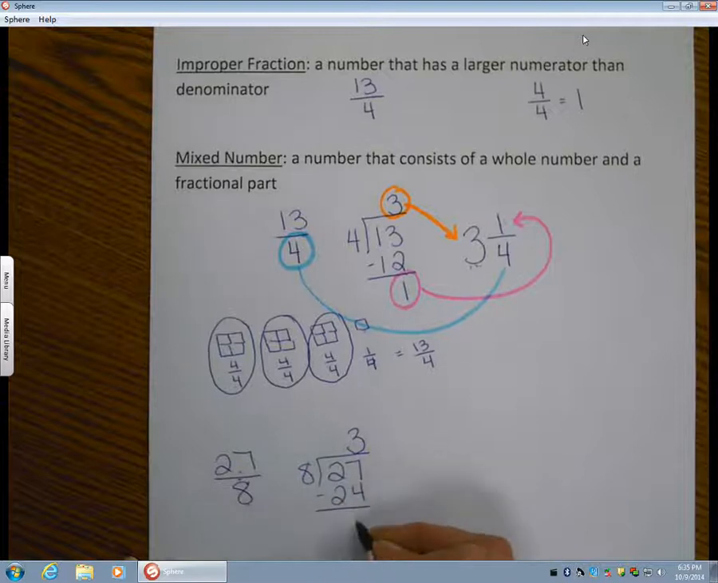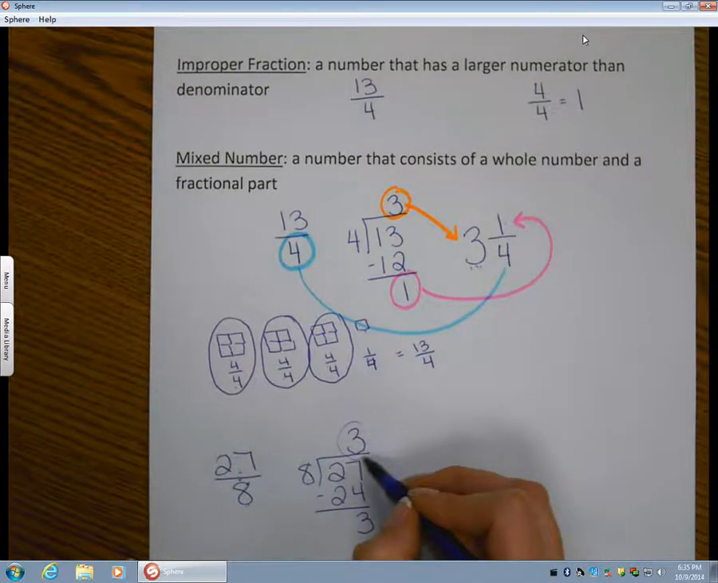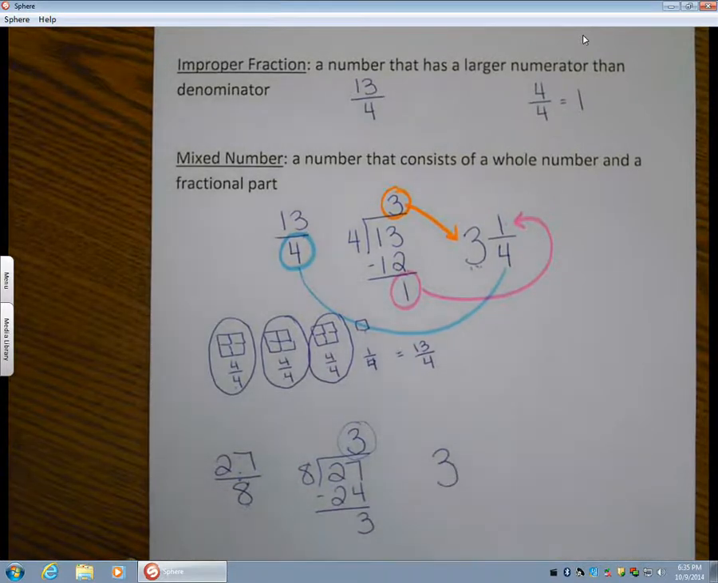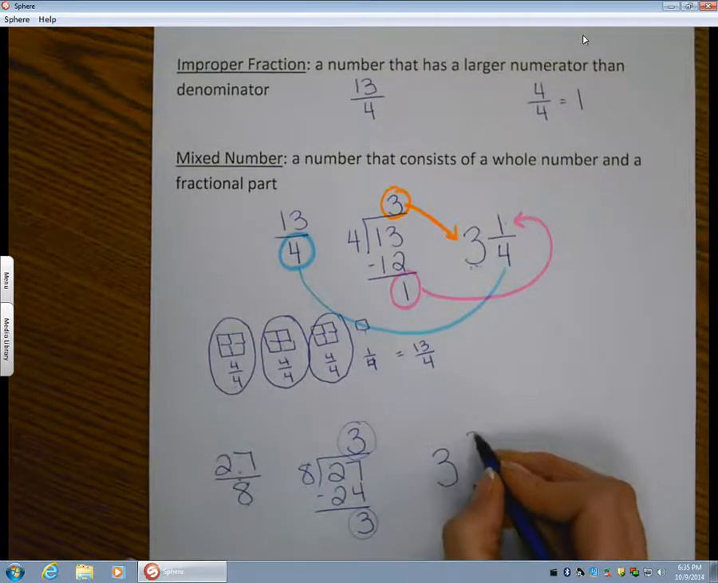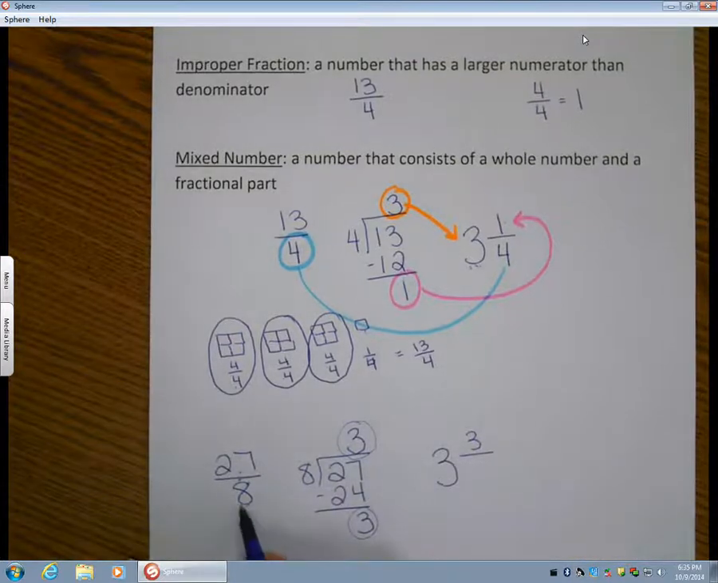When I subtract, I have 3 left over. I'm going to use this information to make my mixed number. I was able to make 3 full groups of 8, so 3 will be my whole number. There was 3 left over when I subtracted. They were not able to make a full whole, so that will be a numerator. I keep my 8 as a denominator.